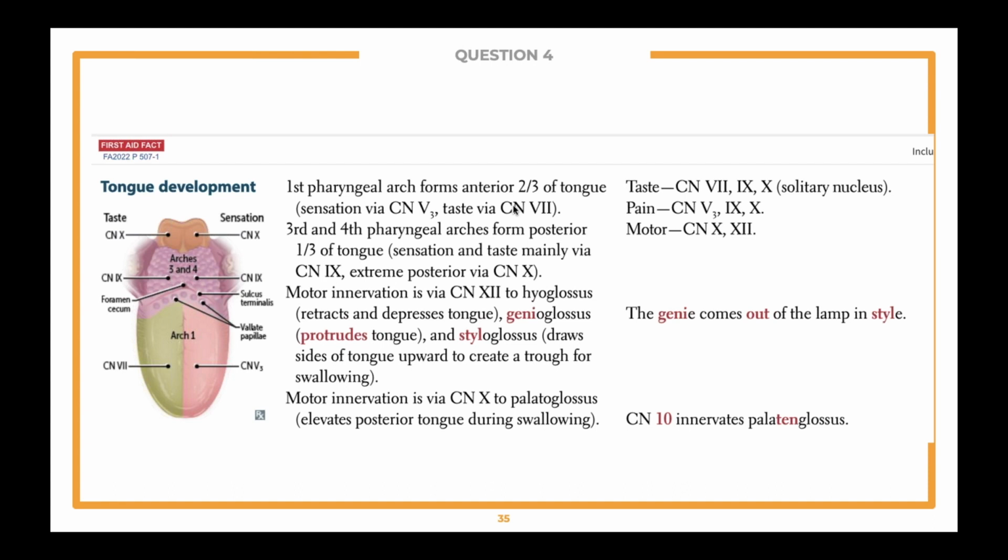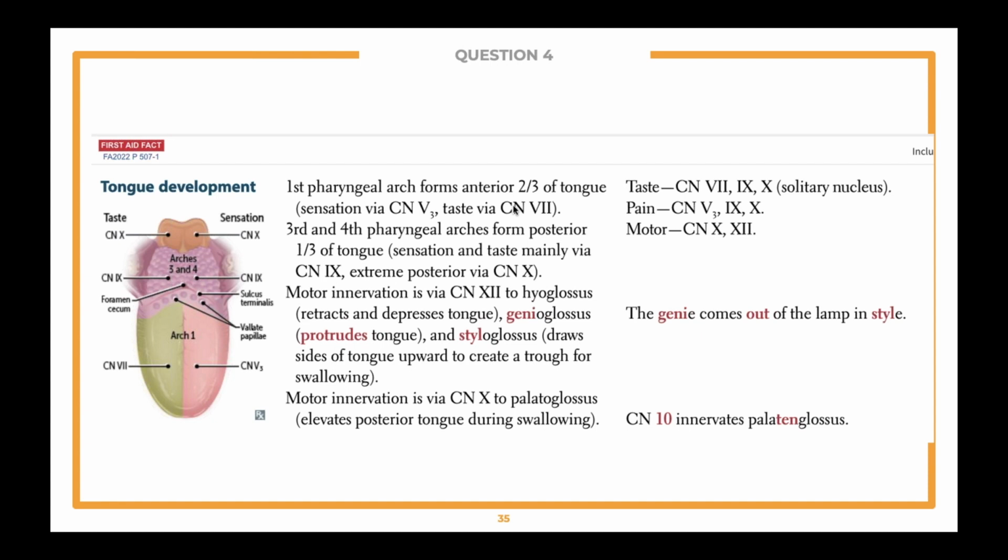You can see there at the very bottom, motor innervation to the palatoglossus is via cranial nerve 10. You can see some of those other muscles like the genioglossus and the styloglossus, that is from cranial nerve 12. So in this case, the palatoglossus is innervated by the vagus nerve, or cranial nerve 10. So hopefully that makes sense.